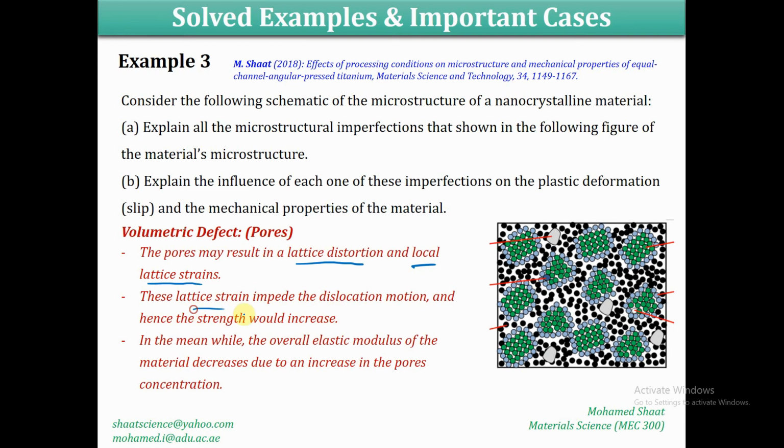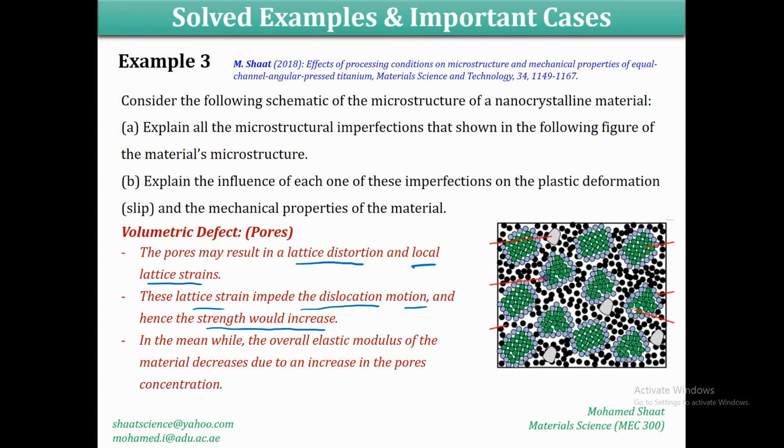So this lattice strain will definitely impede the dislocation motion, and accordingly, we should expect an increase in the strength because of the existence of these pores inside the material microstructure, as long as these pores strengthen the material by impeding some dislocations. Make sense? But in some cases, if the fraction of these pores is significantly increased, the material would be weaker.